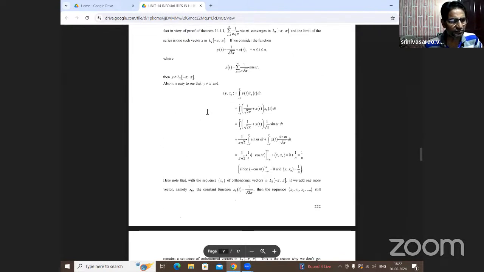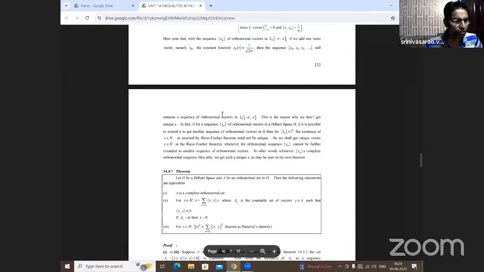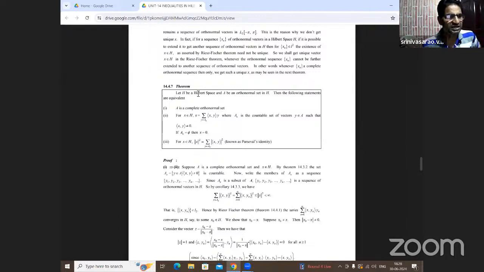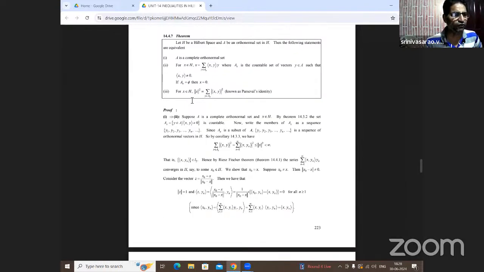14.4.6. Okay, 14.4.7. This theorem is also given a number of times as a long answer question. 14.4.7. Now these expressions are equivalent: 1 implies 2, 2 implies 3, and 3 implies 1. That is the simple concept.